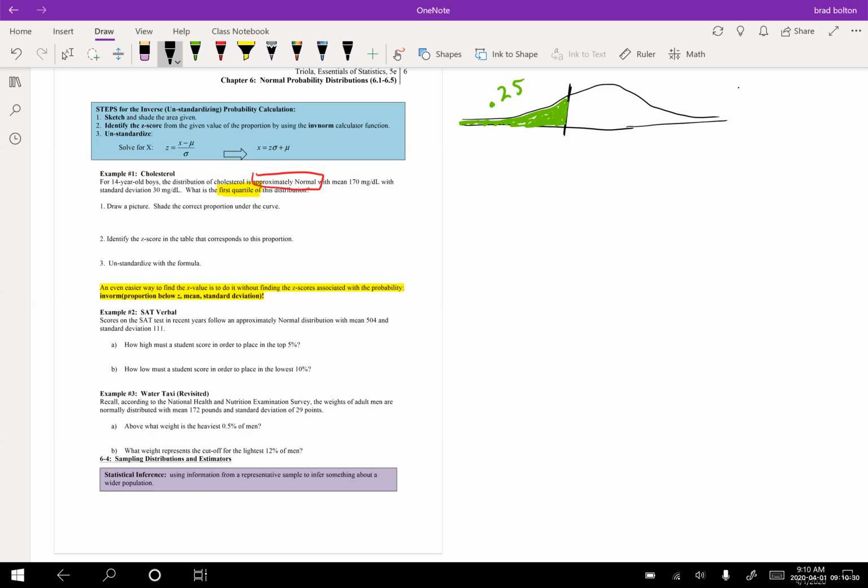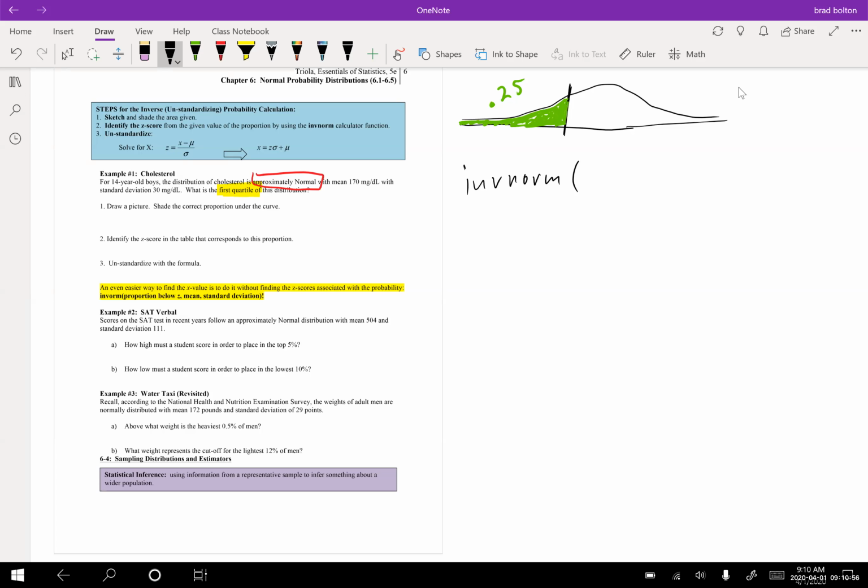So it says, draw a picture, shade the correct proportion. Okay, done. Part 2, identify the z-score in the table that corresponds to this proportion. So when they say in the table, remember, we're not using the tables. We're going to use our calculator instead. So it says, identify the z-score that corresponds to this proportion. Well, let's first find inverse norm.